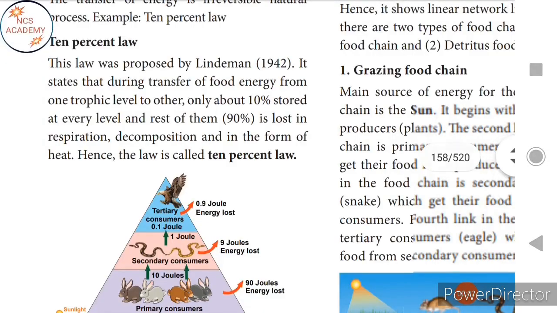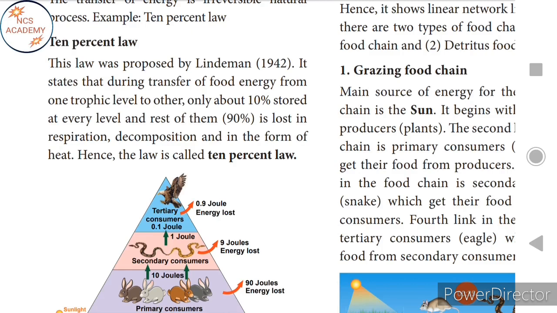Hey students, today we are going to discuss the 12th standard botany lesson 7, Ecosystem, with some important questions. First, what is the 10% law? The 10% law was proposed by Lindeman in 1942.